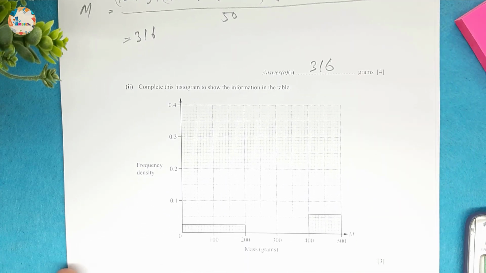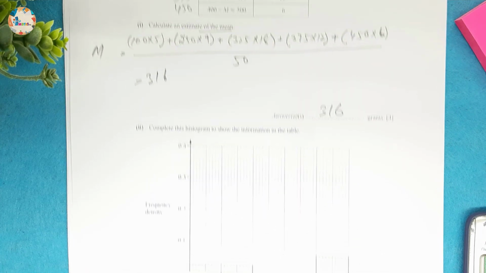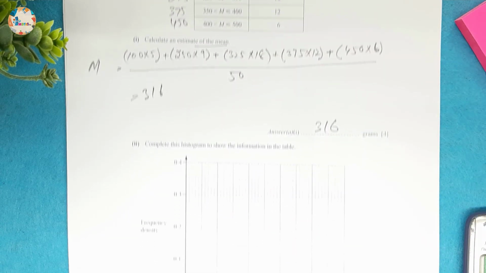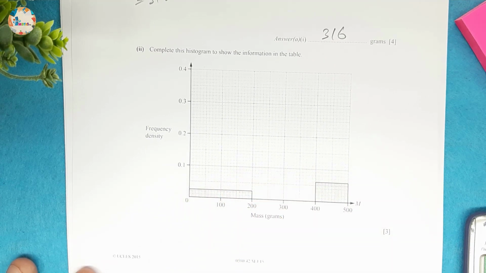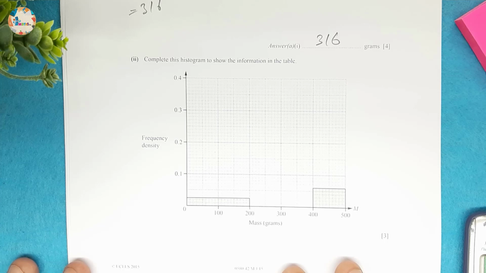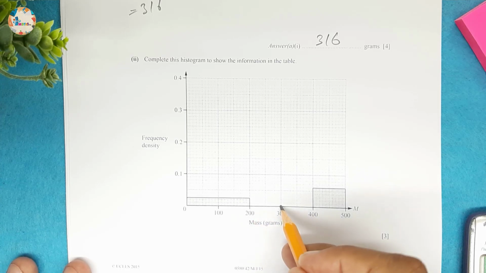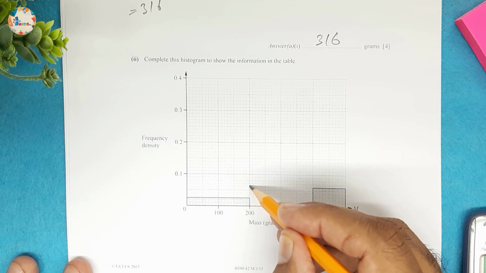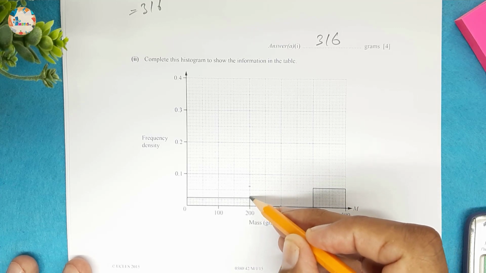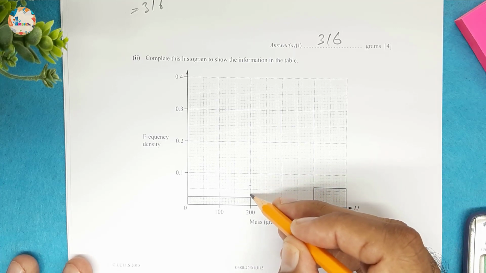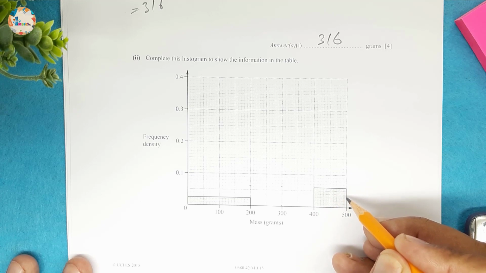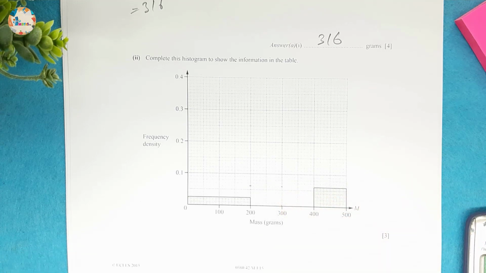Then they are saying complete this histogram to show the information in the table. So the table information is this one. From 0 to 200 it is 5, so this height is representing 5. And 200 to 300 up to this one is 9. This is representing 5, so 6, 7, 8, 9, up to this one. And then 400 to 500 is 6 basically.